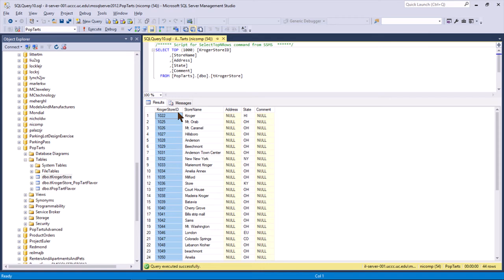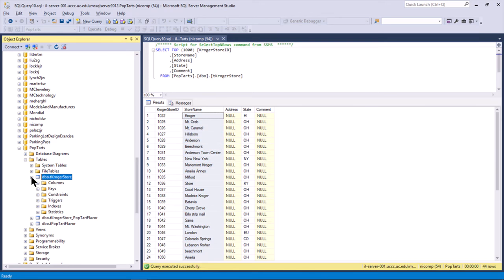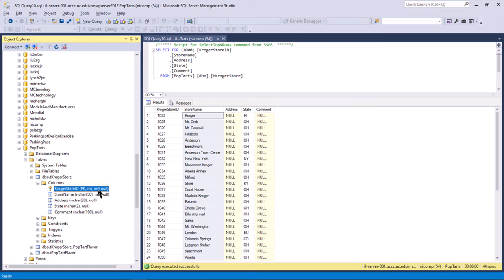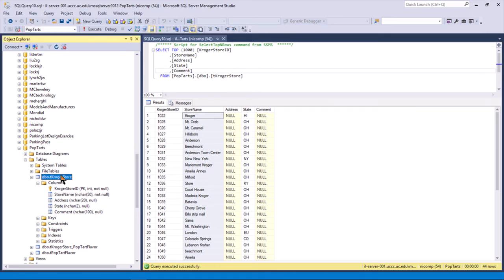The store name, I will tell you, is the natural key. If you expand over here on the left, the columns folder, you can verify what I'm telling you. Kroger store ID is listed as PK, which is the primary key, and it doesn't show you that the store name is the natural key, but I can go ahead and add that since I have design privileges on these tables.